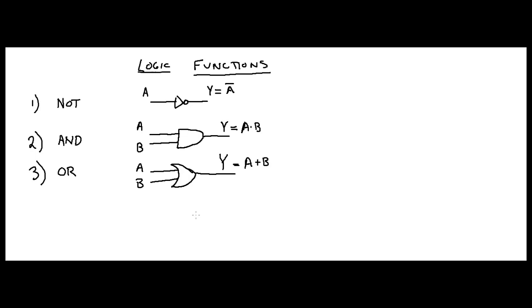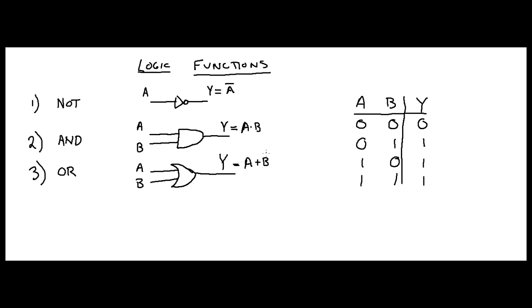So, if you look at the truth table for this one, if we have A, we have B, let's draw the input side, right? This is Y. We have 0, 0, 1, 0, 0, 1, 1, 1. Get it? What are the outputs? The output for this one is going to be 0, 1, 1, 1. Okay?